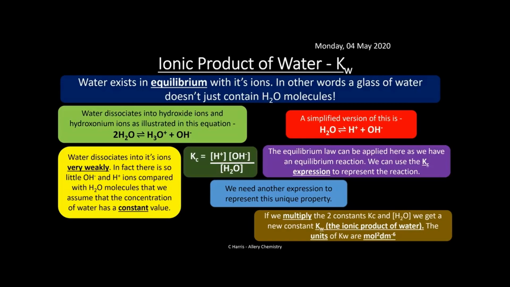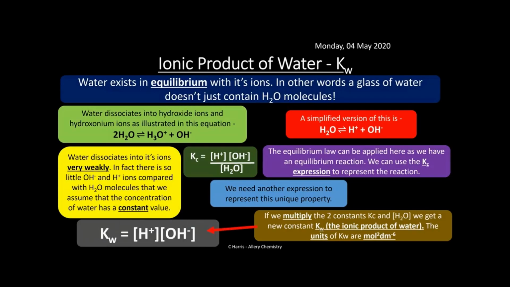It's always a little bit different. Something so simple has to have its own constant effectively. So it's still to do with equilibrium, but it's just a special type. And here it is. Kw equals [H+][OH-]. The H2O bit that was in the Kc expression has been removed because of the assumption that we make. And so this is the formula that we use for Kw.